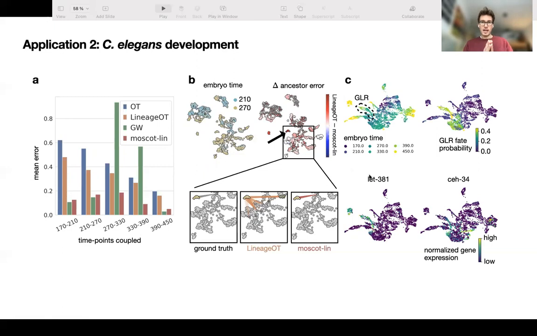We next took a more global perspective and computed couplings for all the different time points and composed them together to basically get a global coupling from this 170 to this 450 time point. We focused on one cluster here, this GLR cluster. We computed the coupling matrix, put this into CellRank, got fate probabilities for this GLR cluster, and then looked for putative decision driver genes using CellRank based on our coupling matrix. And we found these 2, which are also implicated in this process in the original publication.